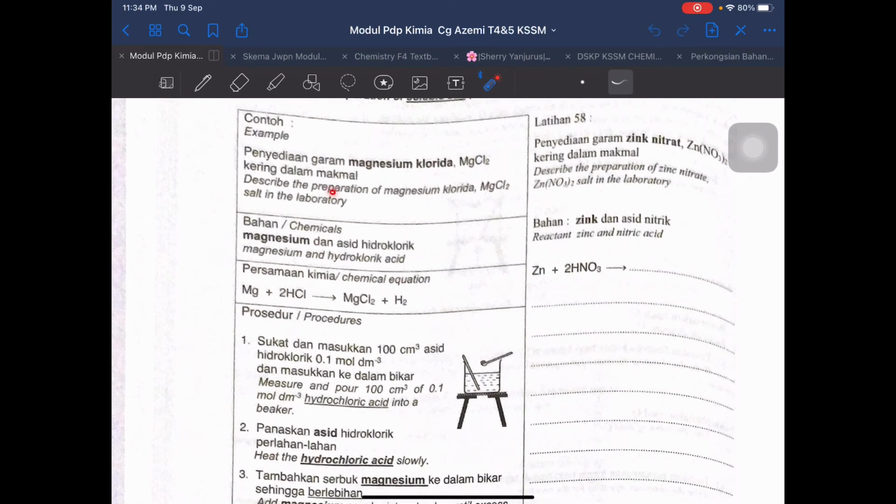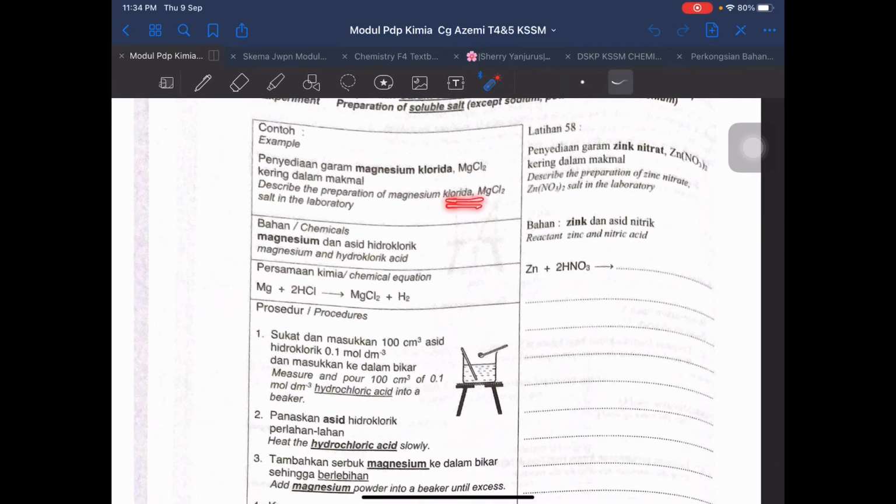Now, describe the preparation of magnesium chloride salt in the lab. Look at this salt here. Kan, dia mau magnesium, bukan sodium chloride, bukannya ammonium chloride, dan bukannya potassium chloride. No. Kalau SAP lain. Ini not SAP. Magnesium kah, copper kah, begitu. I repeated again and again already. I really hope that you can understand this one.